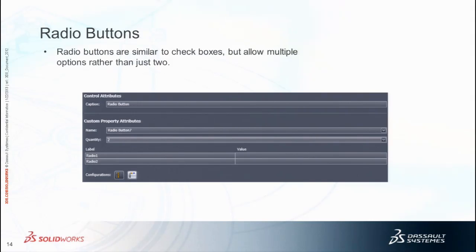Radio buttons, much the same way as check buttons. You can set them up so that they can select various radio buttons. The difference between a radio button and a checkbox, though, is that with checkboxes, you can select multiple options within that checkbox. Radio buttons, you can only select one.